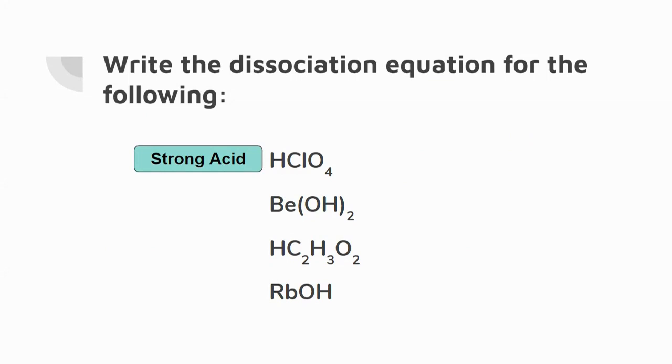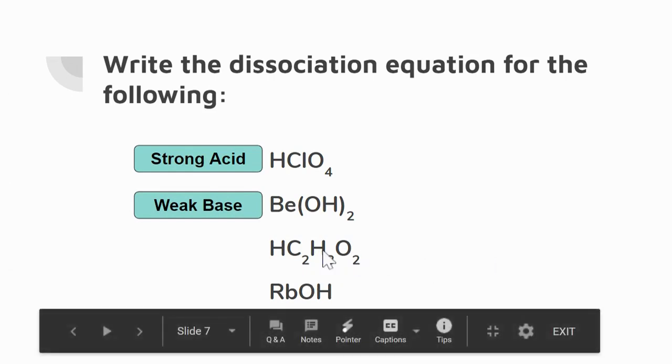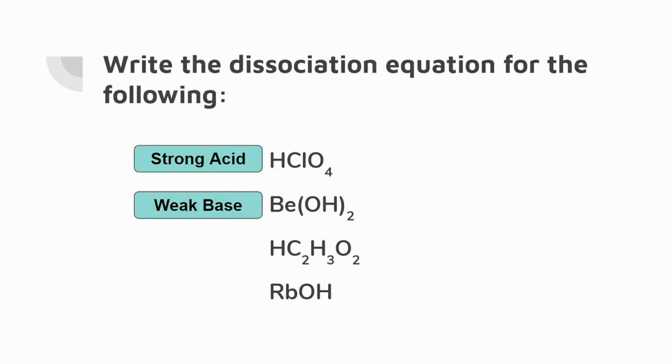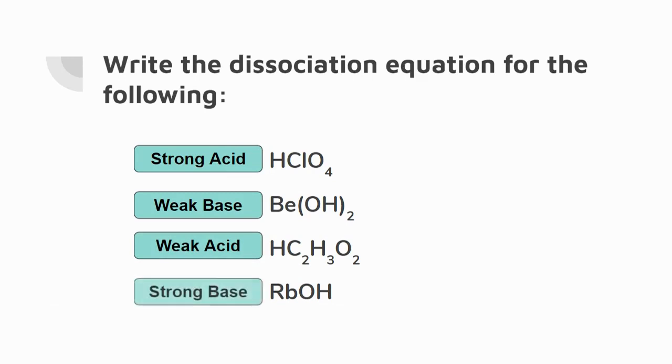And the way I know that that is a weak base is because it is not a strong base. The next one, that's acetic acid. If you recognize the C2H3O2, that's acetate ion. That was one of the ones on the list that you were asked to memorize. So acetic acid is a weak acid, and I know it's a weak acid because it's not strong. And then that last one, rubidium hydroxide, is a strong base, and I've memorized my strong base.